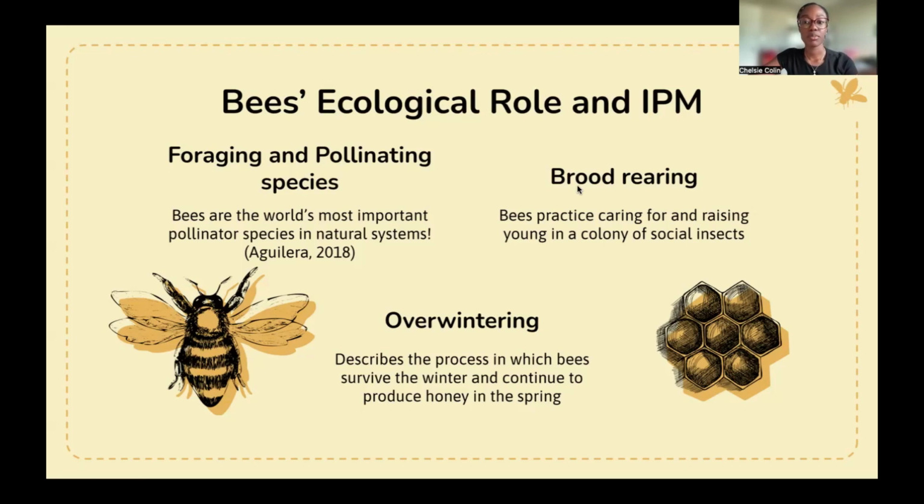Bee activities such as brood rearing and overwintering are influenced by environmental factors such as temperature and daylight. Brood rearing is the process of caring for and raising young in a colony of social insects. Bees are, in fact, social insects, which means that they live together and they cooperate in a large family organized group. Overwintering is the process in which bees prepare for winter. They do this by kicking out the male bees or drone bees, storing honey, and reducing their egg production.